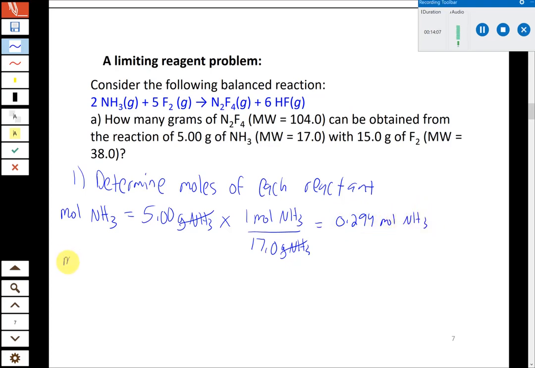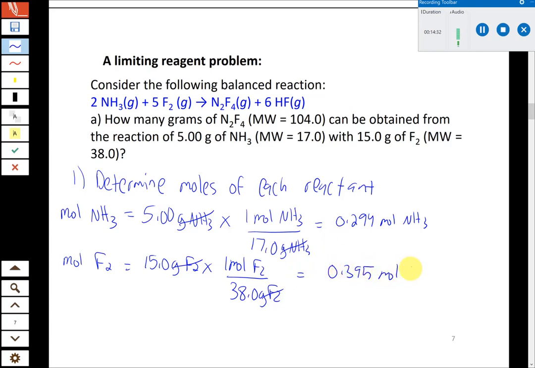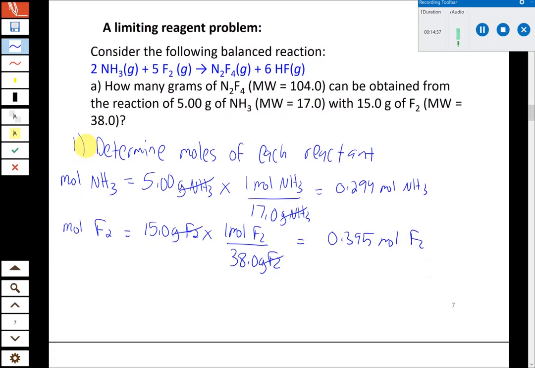Now we're going to find the moles of the other reactant, which is F2. We have 15 grams. And we're going to use its molar mass in the same way. 1 mole of F2 has a mass of 38 grams, as we're given in the problem, or we could calculate it easily. And so we get 0.395. Now remember that just determining the moles of each reactant does not tell you what the limiting reactant is. Moles by themselves don't do that. We have to figure out the stoichiometric ratios for each of these.